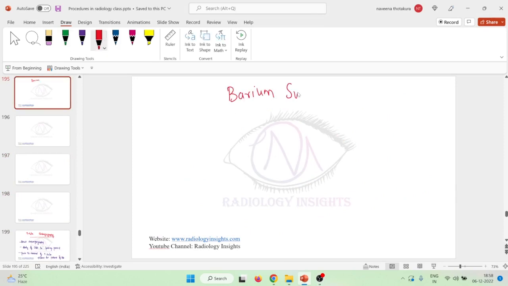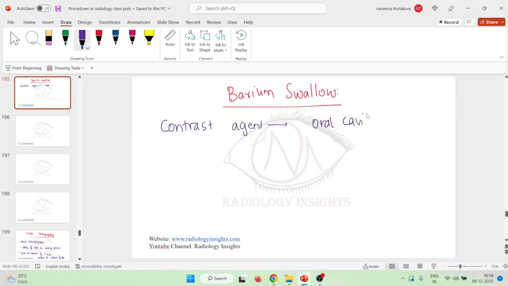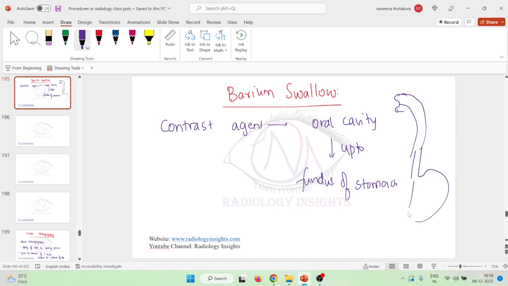So what is barium swallow? Here we use a contrast agent, and by using a contrast agent we will study the digestive tract, the GIT, from the oral cavity up to the fundus of the stomach.